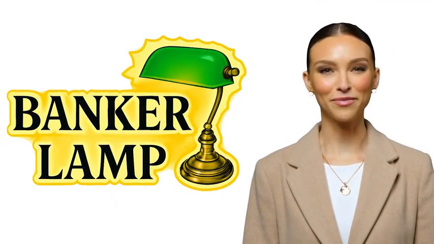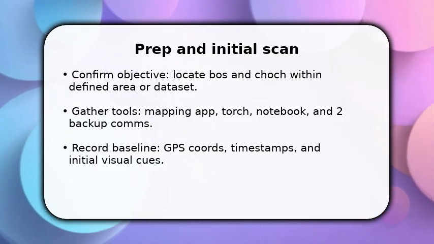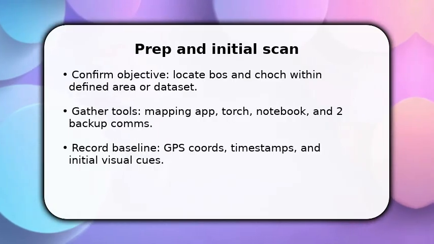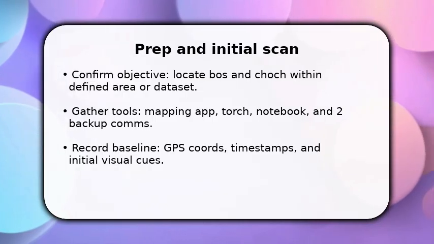Please enjoy the video. You start by setting a clear objective. Find Bos and Choch in the target zone. Once done, gather only essential tools: mapping app, a light source, and 2 backup comms, and confirm battery levels.